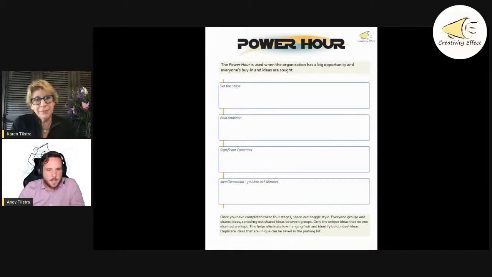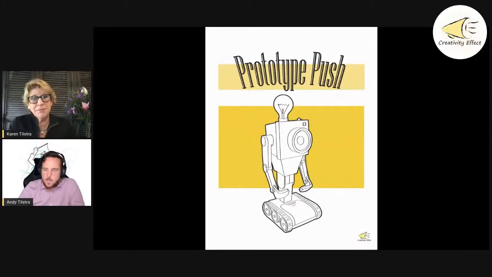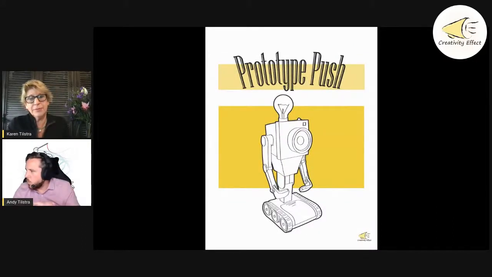Moving on to our second tool, the Prototype Push. Now, what is a Prototype Push and when would they use it?